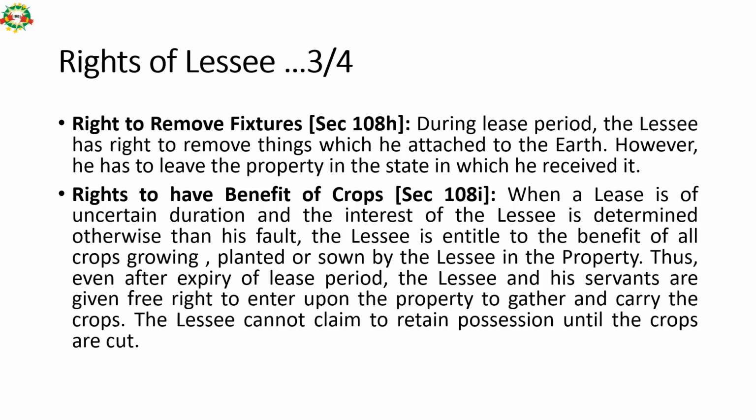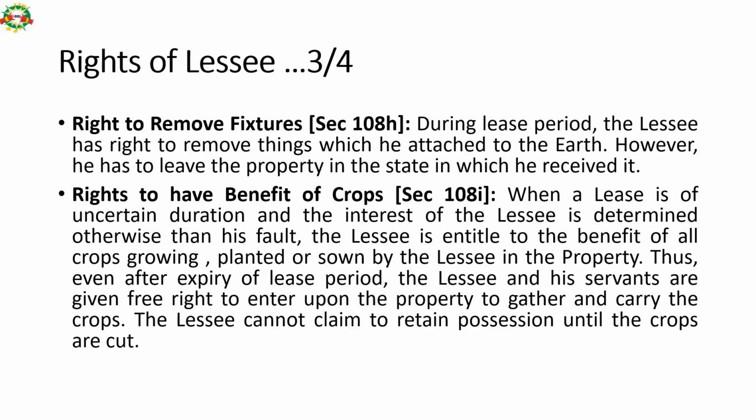Right to remove fixtures. During the lease period, the lessee has the right to remove things which he attached to the earth. However, he has to leave the property in the state in which he received it. So after taking property in my possession as a tenant, if I have installed some machinery on that land, I can take it back after I vacate the property. However, there should not be any damage to the property. So whatever form, whatever shape the property I had taken, in the same way I have to return it to the owner.